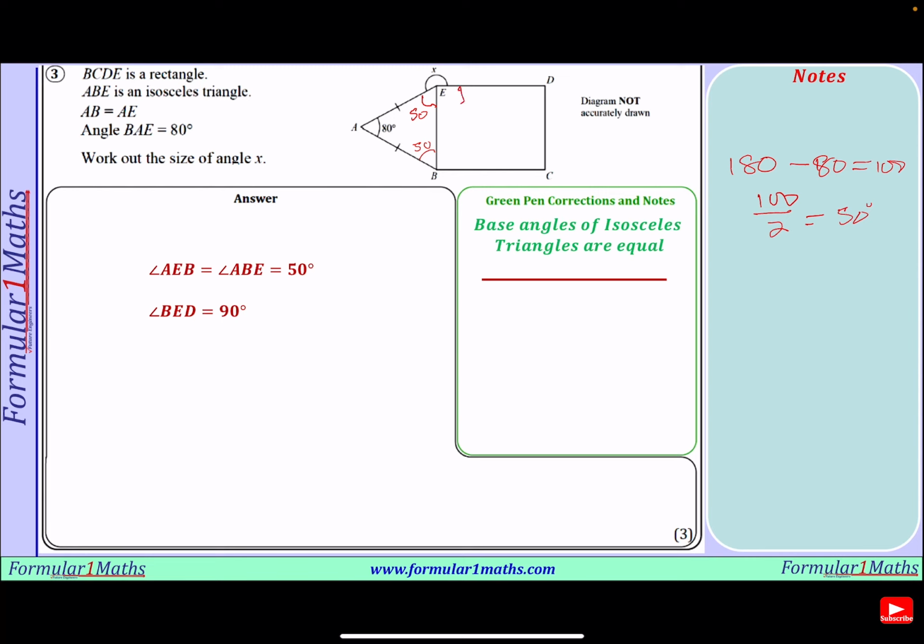This is 90 degrees. Now that we've established that, we need to remember that angles at a point, all the angles at this point here, will add up to give you 360 degrees. So all we have to do now is add 90 plus 50 and take it away from 360 to get angle X. So we do that, and finally we get 220 as our angle for X.